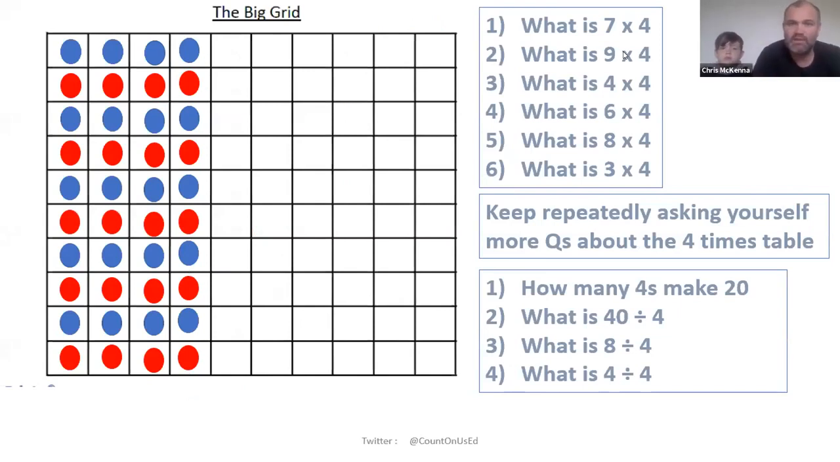What are 7 4s? What are 9 4s? What are 4 4s? What are 6 4s? What are 8 4s? What are 3 4s? And so on. And I might say, okay, how many 4s make 20? What is 40 divided by 4? What is 8 divided by 4? What is 4 divided by 4?